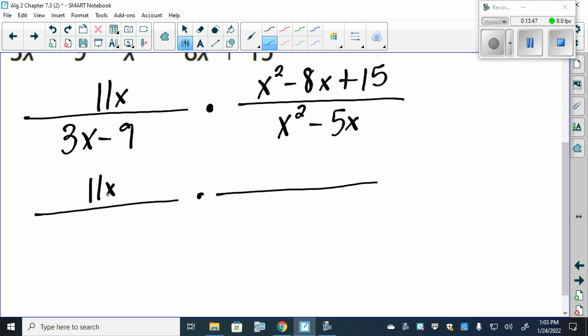3x and 9 do have a greatest common factor of 3 that we can factor out. And 3 out of 3x would be x minus 3, because 3 factored out of 9 leaves us with 3. I would look at the x squared minus 5x next, because it does have a greatest common factor of x. X factored out of x squared would be x minus 5, because x factored out of 5x would be 5.